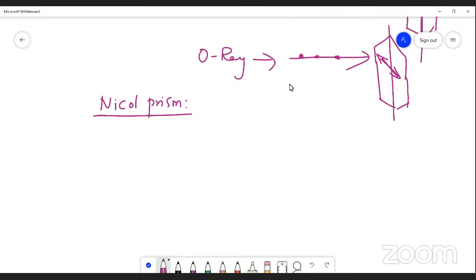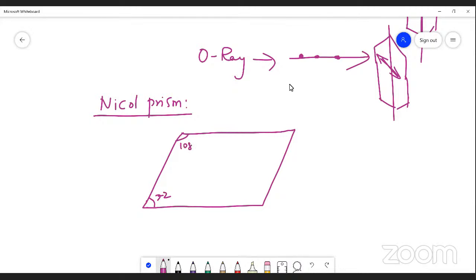Nicol prism is nothing but a device that converts unpolarized light to polarized light, based on double refraction. Consider the crystal. Initially, the crystal angles are 72 degrees and 108 degrees.